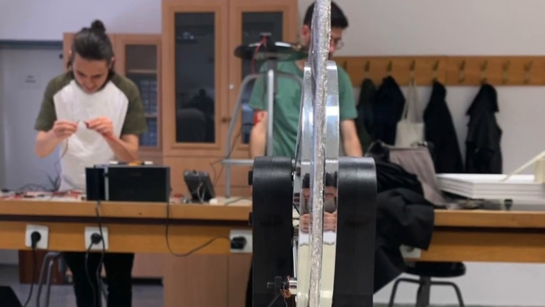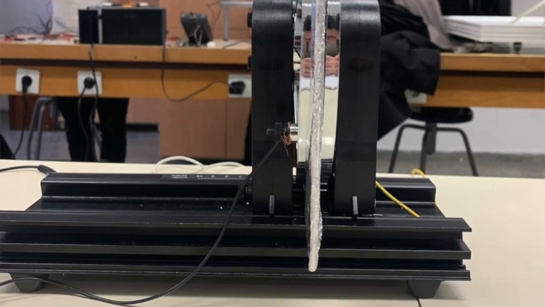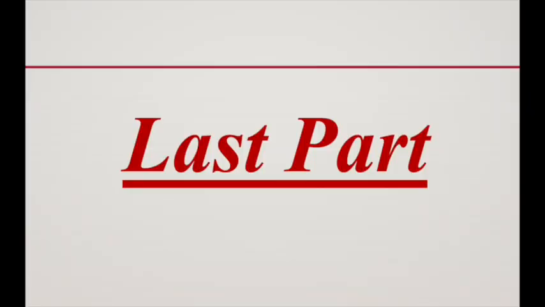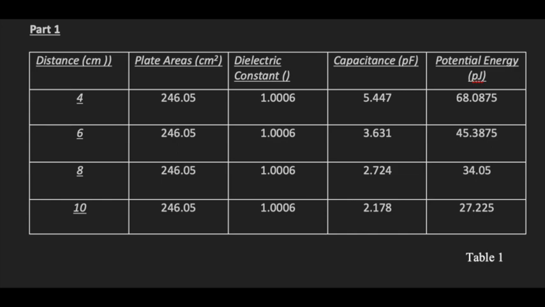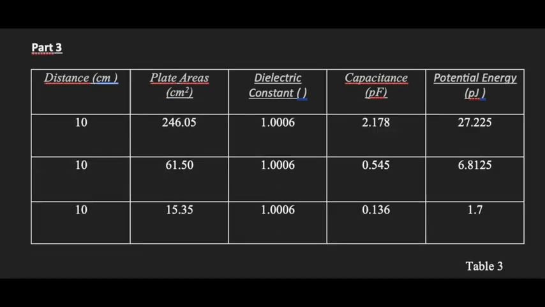As a third step, I examined the effect of the surface areas of the capacitor plates on the capacitance. As can be seen from table 3, the capacitance value of a capacitor is directly proportional to the surface area of the capacitor. As the last step, I calculated the potential energy of the capacitor under a 5-volt potential for each case and observed the effect of the factors affecting the capacitor on the potential energy.